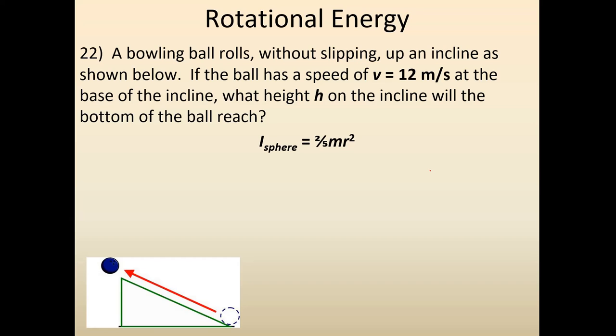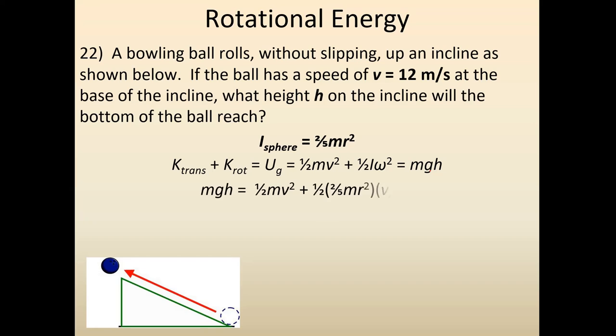All right, so in this question, we have the ball going up the incline. Even though I gave you the scenario for something going down the incline, it's the same thing. You just flip the initial and final sides. Instead of starting with potential and going to kinetic, we're now starting with kinetic, going to potential, but it's the same thing. So we have the two kinetics going into potential. I plug in my equations. I replace the I with the 2/5 mr squared. And because it says it's without slipping, I'm going to replace the omega with V over R.